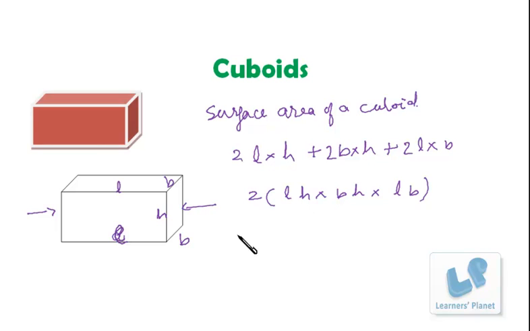Now if we talk about volume, it is base area into height. What is the base area? That is length into breadth, and height is h. So the volume of a cuboid is length into breadth into height. I hope you are clear.